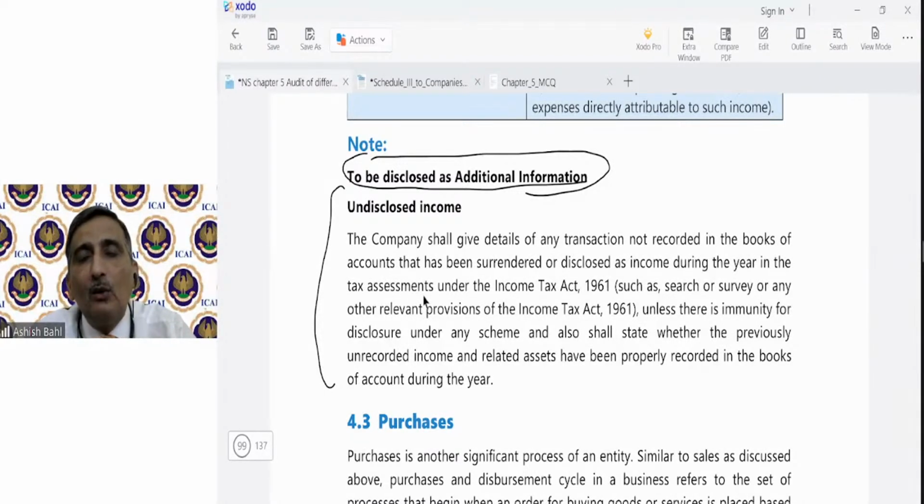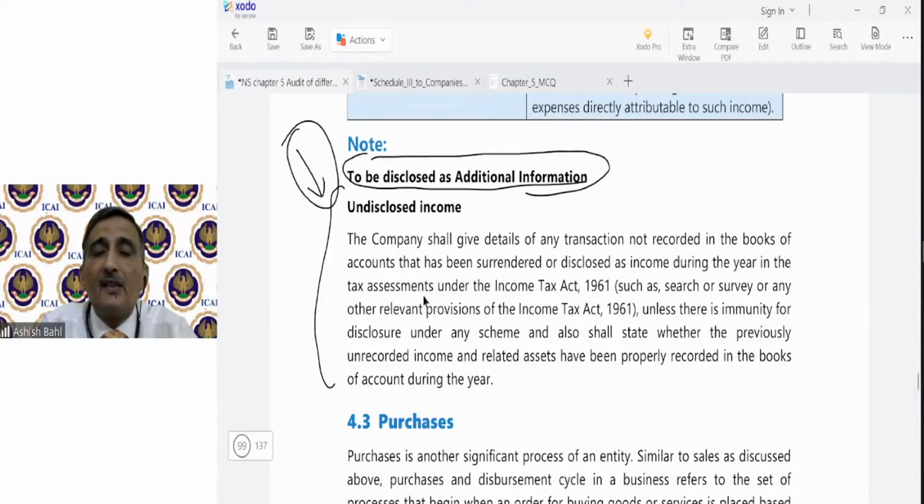So Schedule 3, this amendment has come just 1-2 years back when Schedule 3 was amended, and it was, I would say, completely revamped. So there were many changes made 1-2 years back when the latest amendments came. So all this additional regulatory information, most of it is flowing from those amendments. Okay.